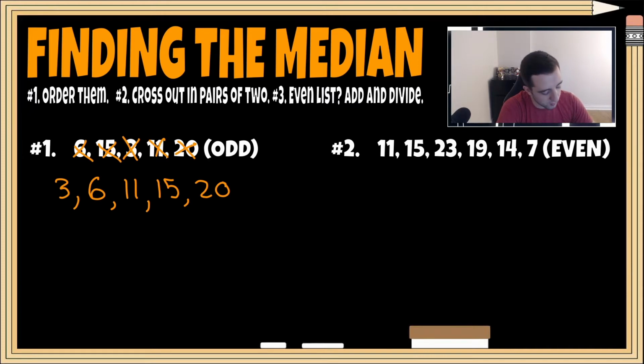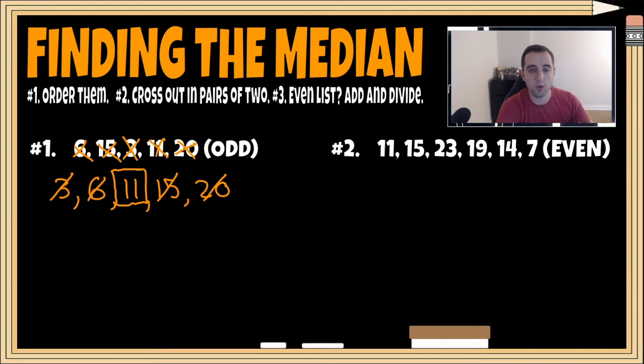So let's cross out our smallest value, 3, followed by 20. Then our next smallest is 6, followed by our next largest, which is 15. And you're going to notice that you end up with 1 number left, and that's 11. That's going to be your median or your middle value of the data set.